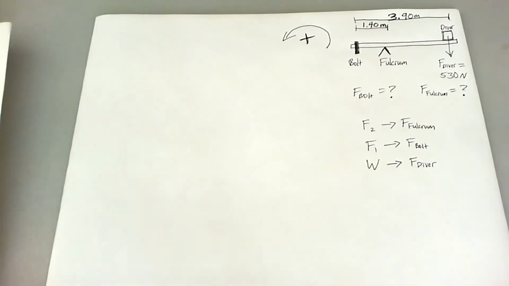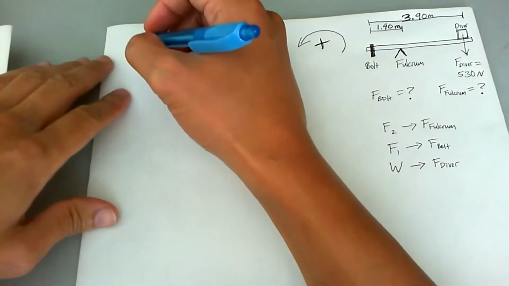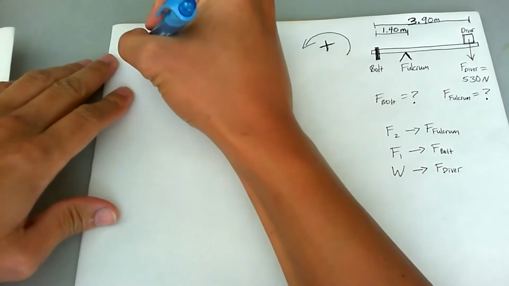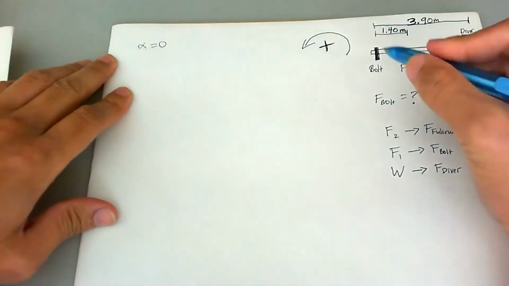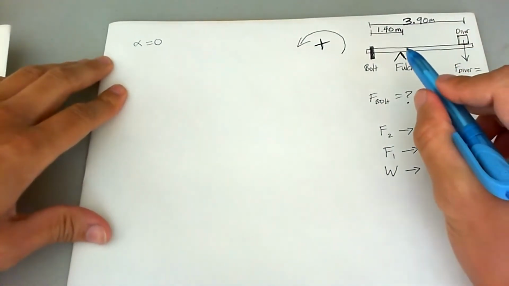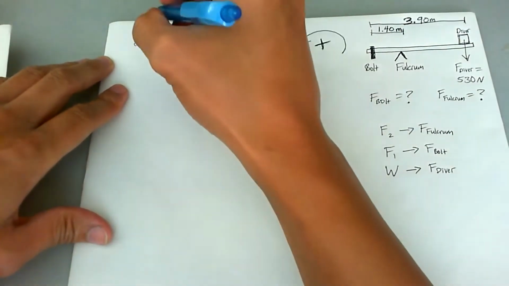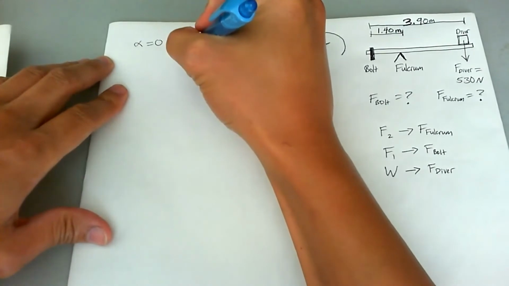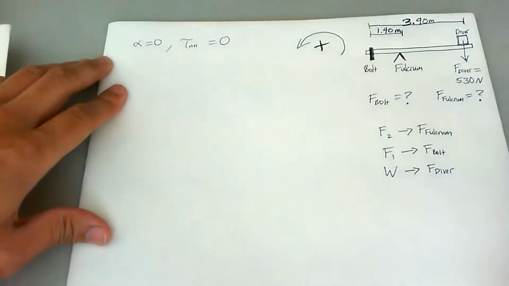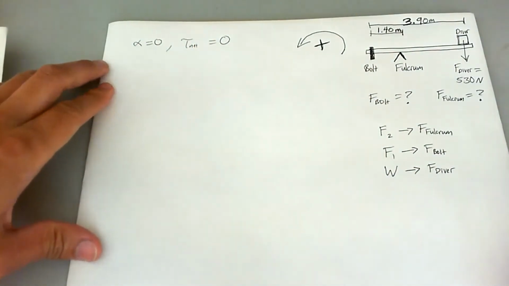This is a static equilibrium problem. So that means that alpha is 0, because the board does not rotate. So the rotational acceleration is 0, and therefore the net torque is also going to be 0. So that is what a static equilibrium problem is.